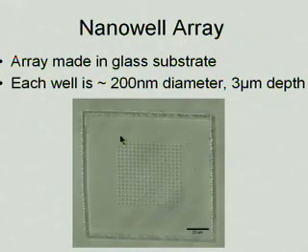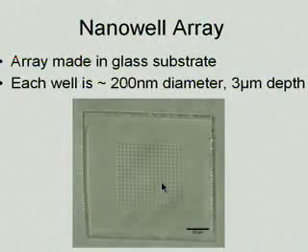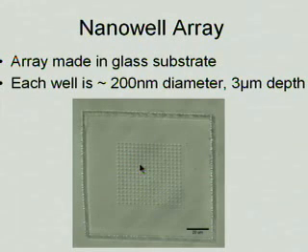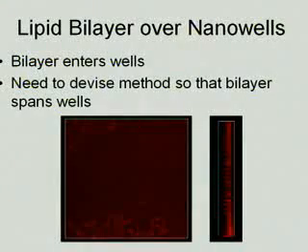This is an image of the nanowells that we're using. The nanowells are drilled into a cover slip by a laser, and each nanowell is about 200 nanometers in diameter and 3 microns deep. So this entire array is too small to be seen without a microscope. The first step is to come up with a way to create the spanning lipid bilayers over the glass so that they span the wells. It seems simple, but it hasn't been.